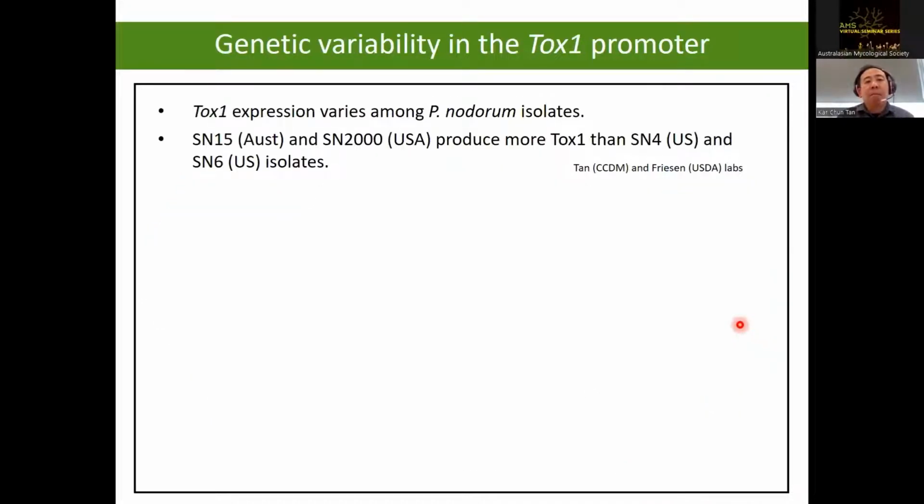Now, a few years ago, we noticed that TOX1 expression varies significantly between different nodorum isolates. Our favorite Australian isolate, SN15, our model isolate, along with another isolate from the US, produces much more TOX1 effector than two other cousin isolates from the US, SN4 and SN6. So this got us quite interested.